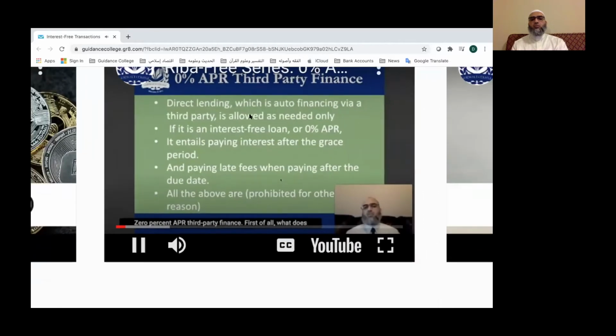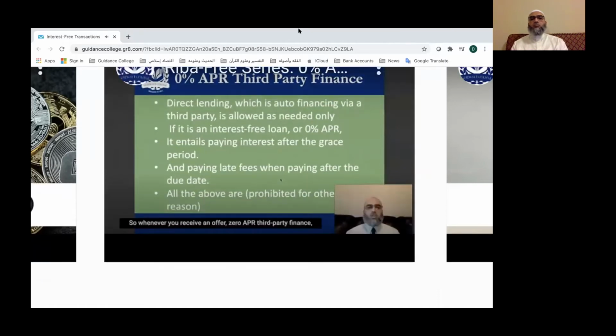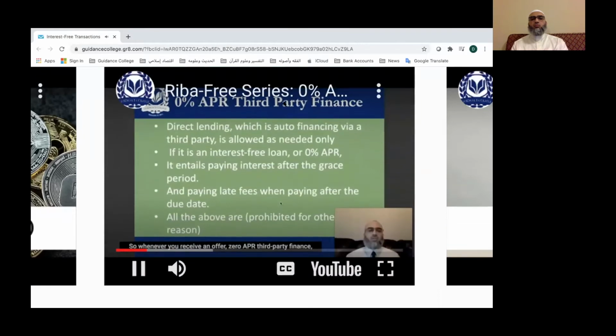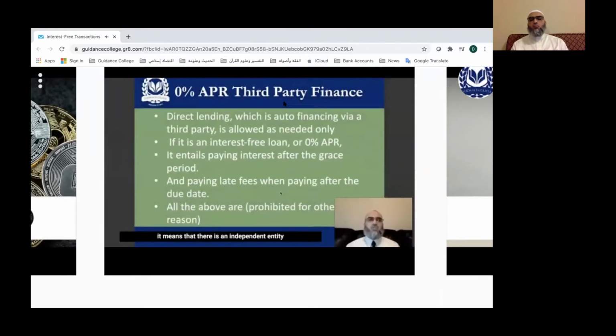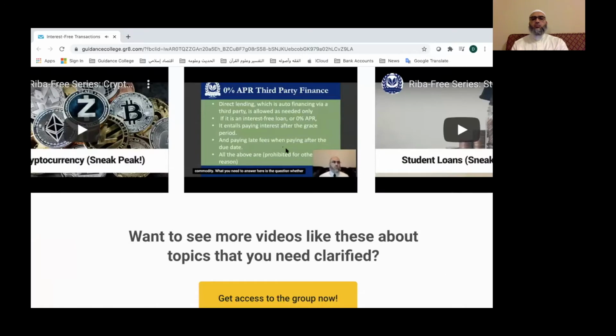First of all, what does APR stand for? It stands for annual percentage rate. So whenever you receive an offer of 0% APR third-party finance, it means that there is an independent entity, a bank or finance company or credit card company, whatever the entity might be, that is willing to give you an interest-free loan for a certain period of time to buy that particular commodity. What we need to answer here is whether or not this is permissible.